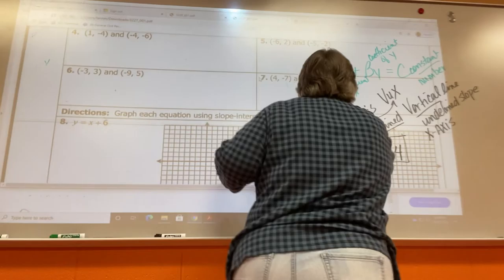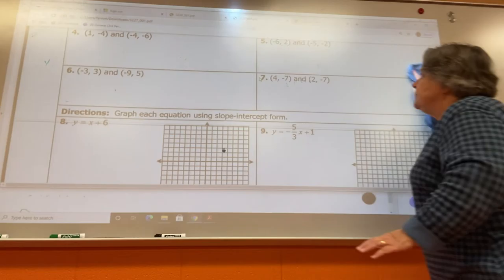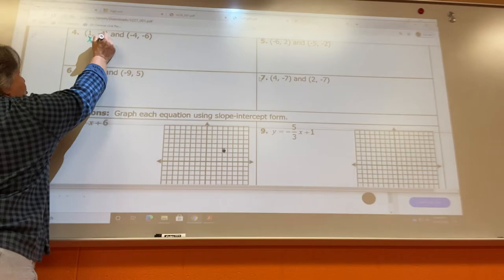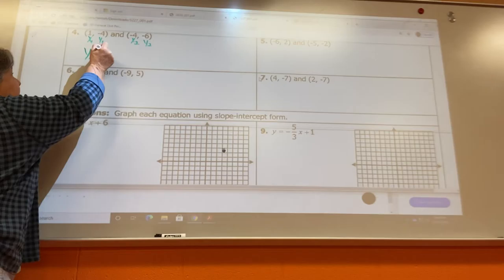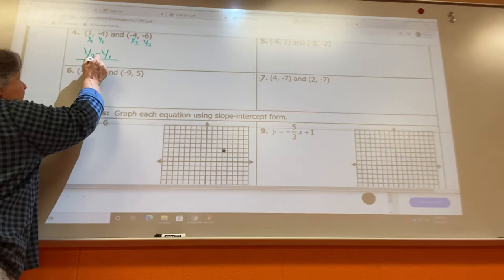Okay, well, let's see. Oh, look, here's a point, here's a point, here's a point. I went up 2 over 1, up 2 over 1, up 2 over 1. 2/1 is the same as 2. So that one works. Okay, this one is special.